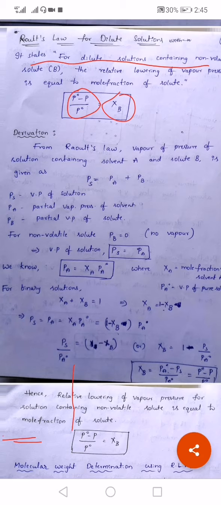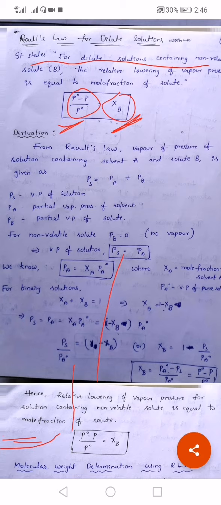Raoult's law states that for dilute solutions containing a non-volatile solute, the relative lowering of vapor pressure is equal to the mole fraction of solute. Mathematically it is indicated by P naught minus P by P naught, which is the relative lowering of vapor pressure, and XB is the mole fraction. The subscript B indicates the mole fraction of B, and we have taken the notation that B indicates solute and A indicates solvent, right? So the relative lowering of vapor pressure is equal to the mole fraction of solute. Now let's see the next one.